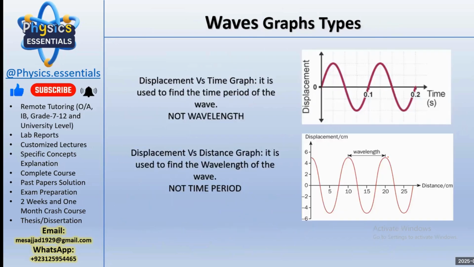Okay. Now, what kind of graphs do waves have? Waves have two kinds of graphs. One is displacement versus time and one is displacement versus distance. So the displacement versus time graph always gives you the time period, not the wavelength. And the displacement versus distance graph always gives you the wavelength, not the time period. You need to remember this, okay?